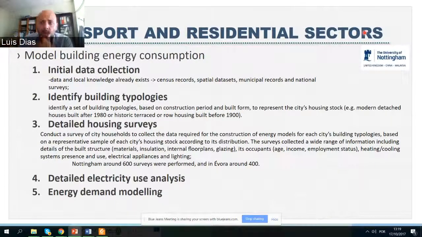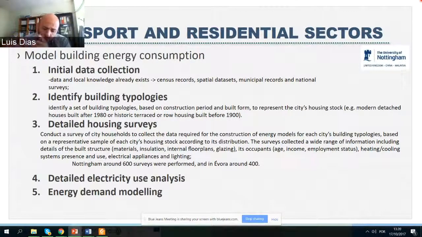So here I will talk about the residential sector that was modeled in order to have the energy consumption of each of the buildings and households in each city. The first step to model building energy consumption was to collect the data and local knowledge that already exists. So the team started to look at the census records, also spatial databases, and the municipality and national records and surveys. This allows us to have an overview of what data was available.